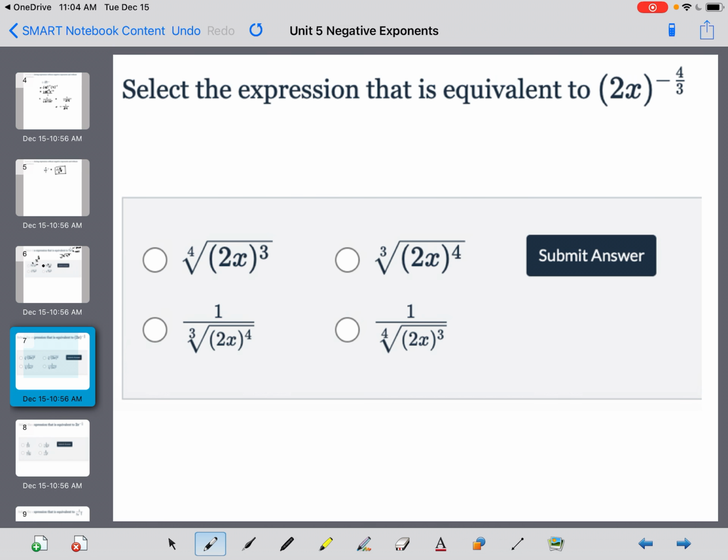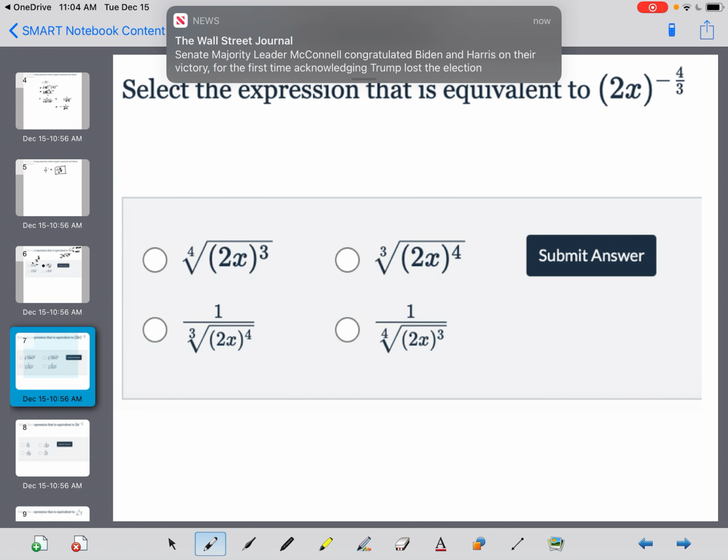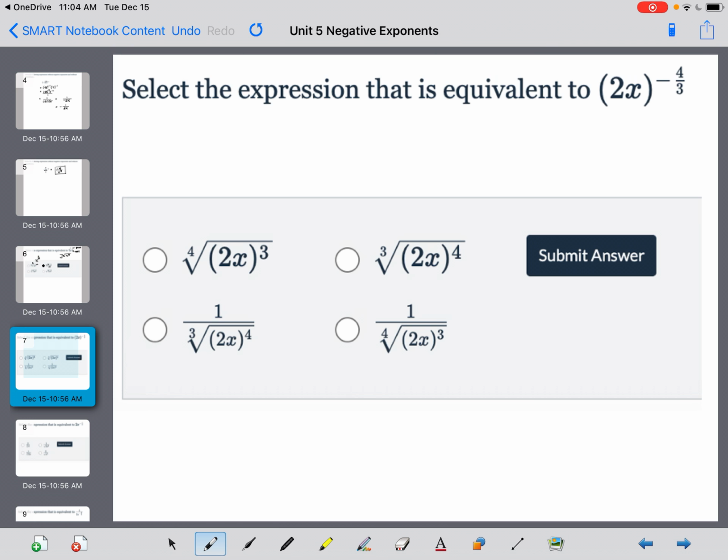Okay, so now we're going to bring these two things together. Negative exponents and fractional exponents. So if I look at something like this question where we have 2x being raised to the negative 4/3, I don't want to apply my understanding of the radical until I get rid of this negative power. So let's think about, we have a 2 being raised to the negative 4/3. We have an x being raised to the negative 4/3. Again, that's my power rule.